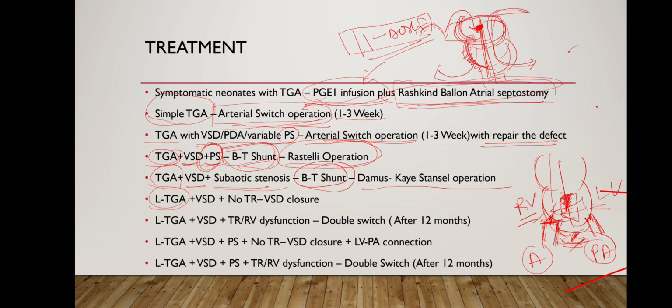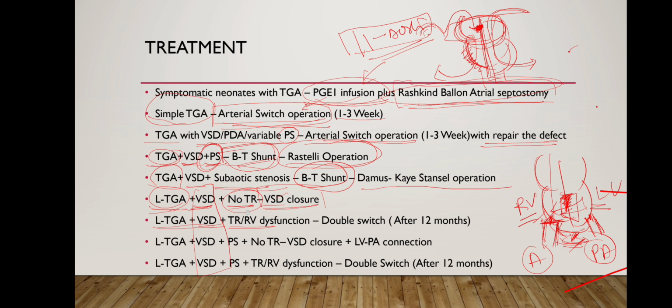Now if there is a corrected TGA, as I say corrected, there is no cyanosis. But in corrected TGA a VSD is always there, and if there is no tricuspid regurgitation or right ventricular dysfunction, then we only have to do the VSD closure. So we only do the VSD closure if corrected TGA is present with the VSD and no right ventricular dysfunction.